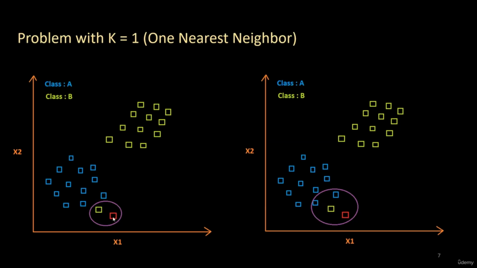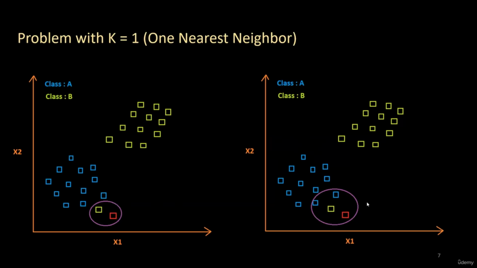Clearly, we can see that this red point is closer to the cluster of class A as compared to class B. But since we have selected only one nearest neighbor, according to it this test point belongs to class B because its nearest point belongs to class B. So this is the problem with selecting a very small number of neighbors: your nearest neighbor may be a misclassified point or any noise present in the data. This problem is solved by increasing the number of nearest neighbors.